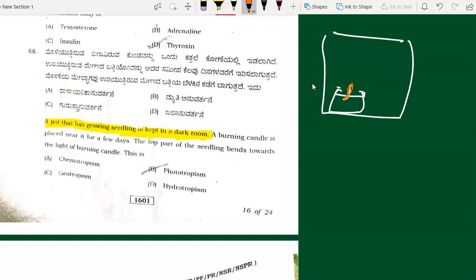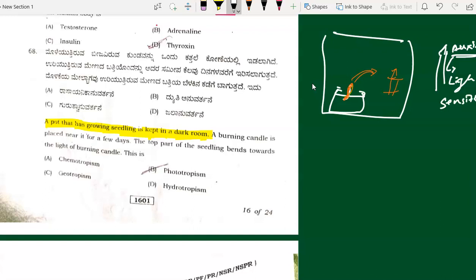A burning candle. Yes, we have placed a candle which is burning. The candle is placed near it for a few days. The top part of the seedling starts growing towards it. So why will it start bending towards it? On the tip of the stem, you are going to find auxin. It is a light-sensitive hormone.